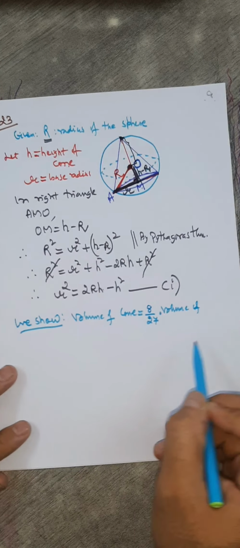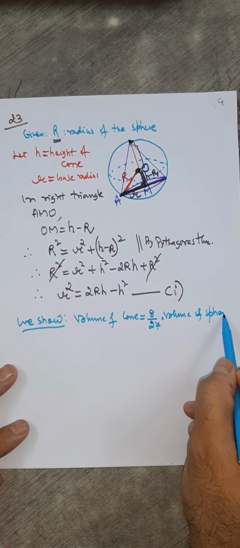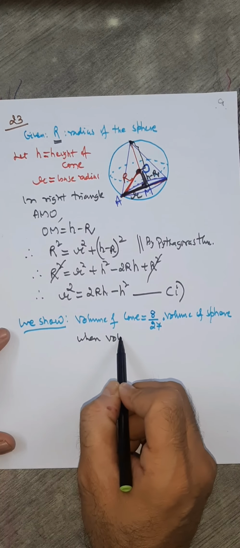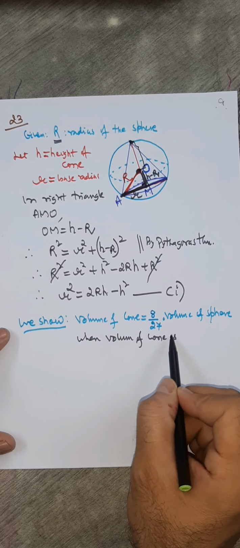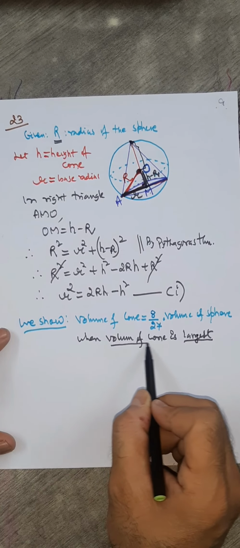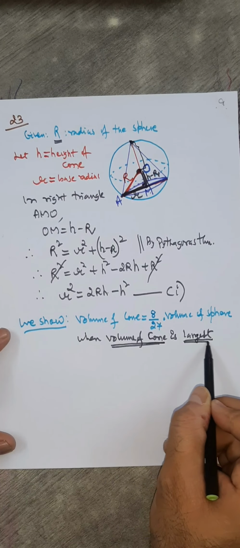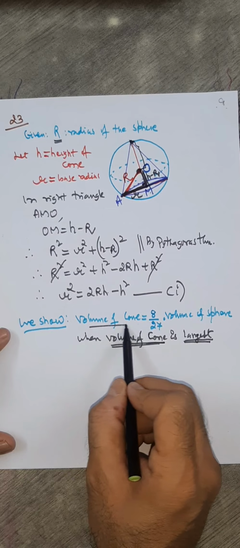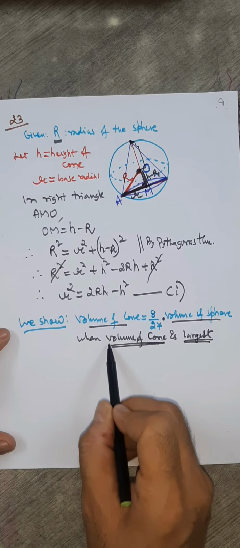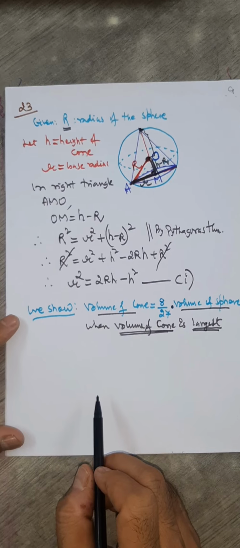Volume of sphere. But when you want to show this, see the question carefully: volume of the largest cone. You will show this when the volume of the cone is largest. Largest means it attains the maximum value. Understood? When the volume of cone attains the maximum value, then the volume of cone is 8 by 27 times the volume of sphere. So you are going to maximize which function? Volume of cone. And at the end we are going to derive this. This should be clear to you.